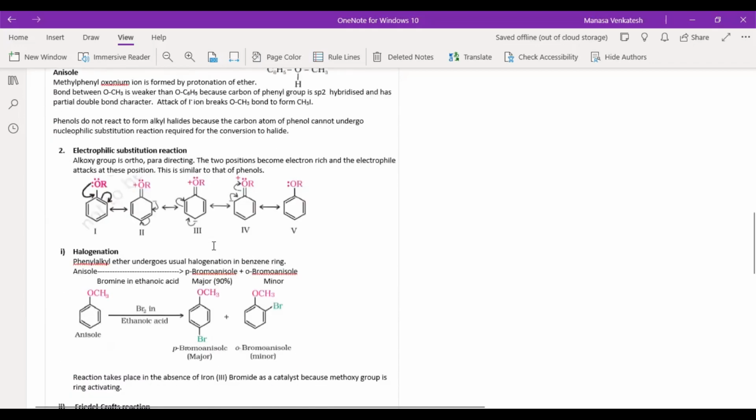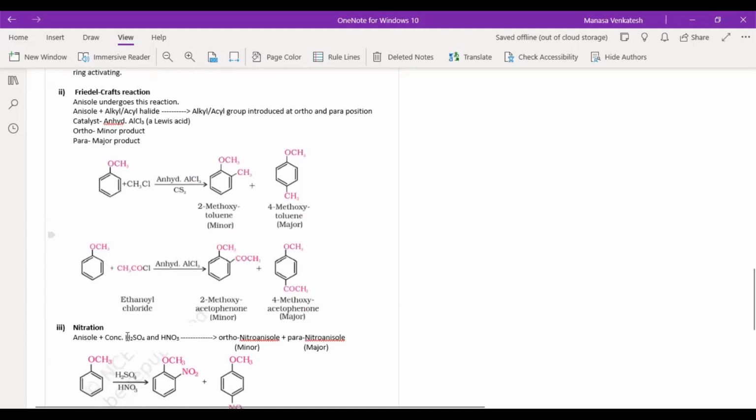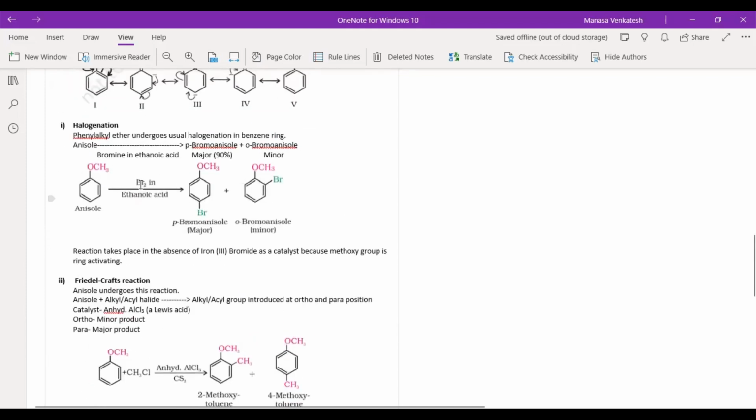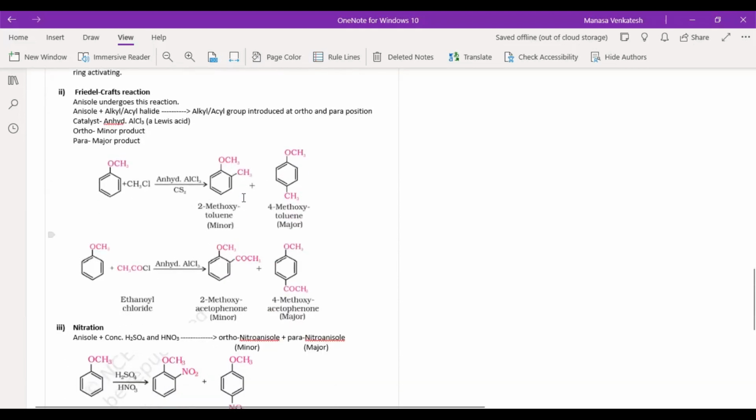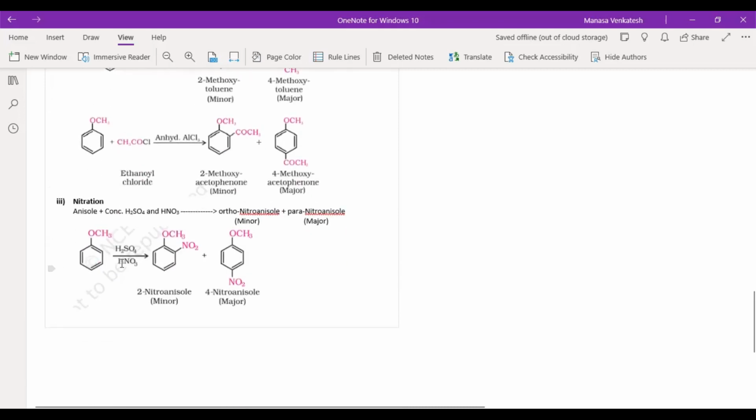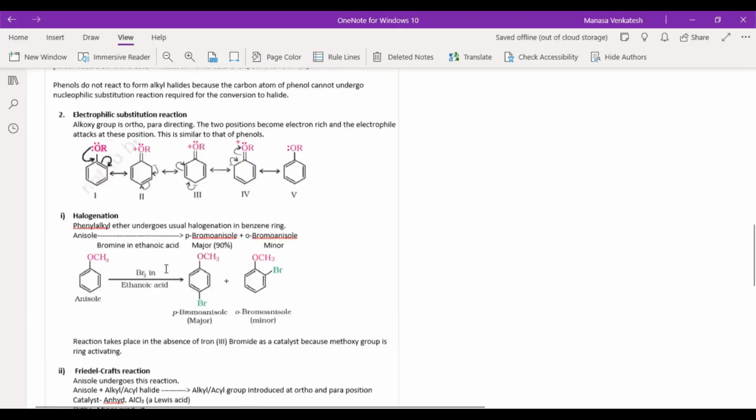Next, you have the electrophilic substitution reactions. You learned about halogenation, Friedel-Crafts reaction, and nitration. Halogenation takes place in bromine and ethanoic acid. We're getting para and ortho products, and the ortho is the minor, para is the major product. Friedel-Crafts reaction gives us the alkyl and the acyl groups at the ortho and the para position. And again, here also the ortho position products are the minor products. Next, anisole undergoes nitration in the presence of concentrated H2SO4 and HNO3 to give us ortho and para nitroanisole. So again, here as well, the ortho product is a minor product.